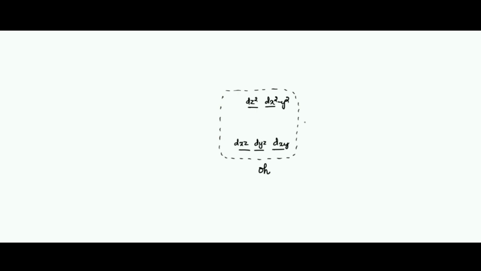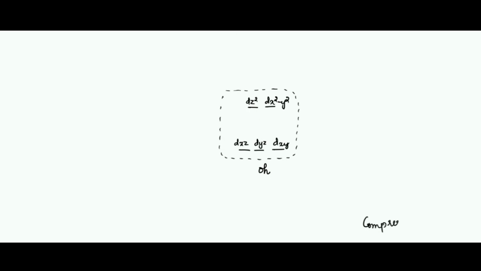An octahedron has t2g at the bottom and eg over here. This is how any octahedral species is. Which orbitals are these? This is dxz, dyz, this is dxy, this is dz square, this is dx square minus y square. So this is a normal octahedron. Let's say it has undergone a compression.